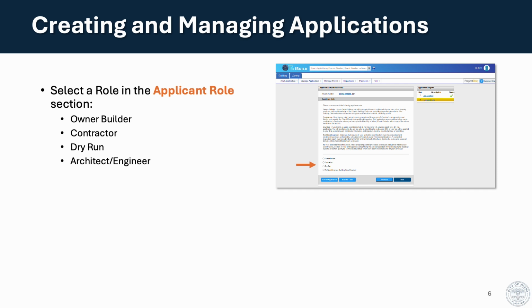If the dry run option is selected, you must add the contractor or subcontractor later by clicking Manage Application, then Change Contractor or Subcontractor for Permit. Then click the Next button.